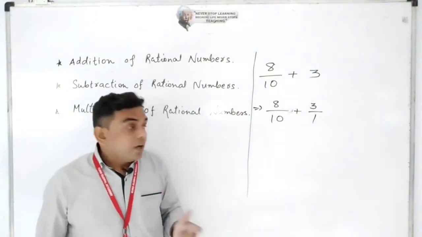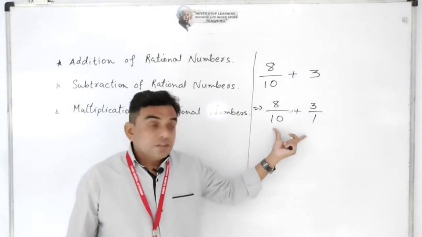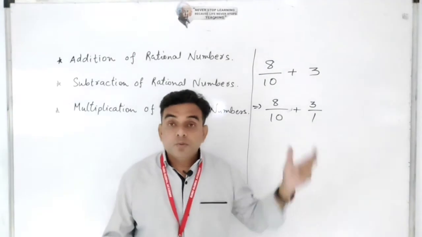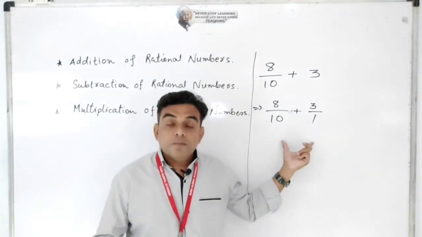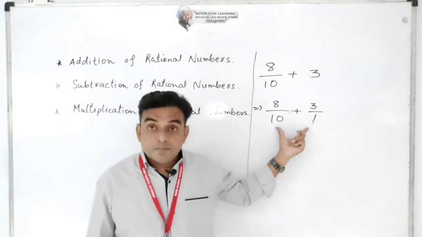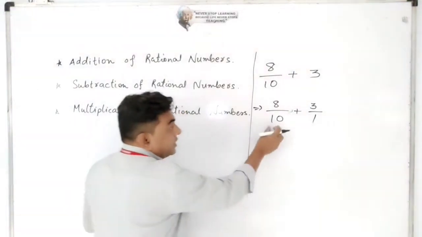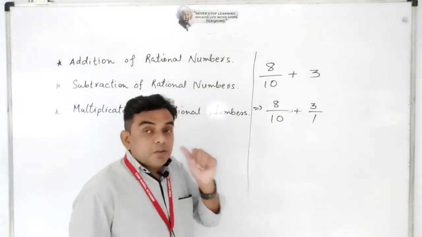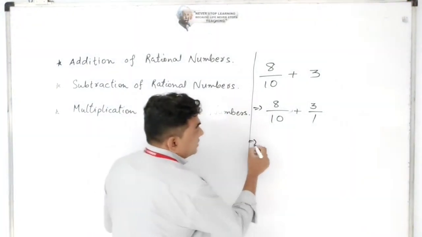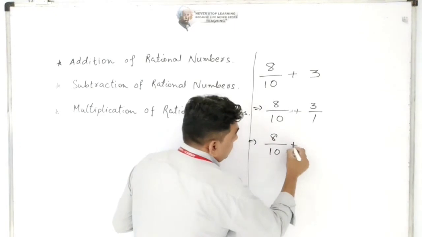Okay. Now, how can you do that, students? First of all, if the denominators are the same, then you will be able to do this kind of sum, students. If the denominators are the same, then how can you make the denominators the same? Okay, I am going to tell you, here 10 and here 1. In the table of 1, 10 and 10. So I am going to directly start here: 8 by 10 plus 3.